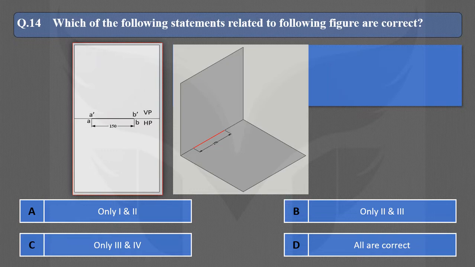Now take a look at the top view. The top view of the line also appears on the XY line, which means the line is on the VP. And as the line is on the VP, it is parallel to the VP. So the first and fourth statements are also correct. It means all statements are correct. So the correct option is D.